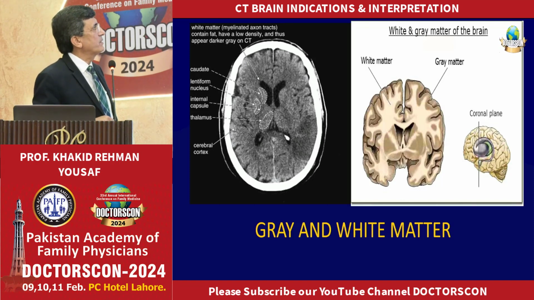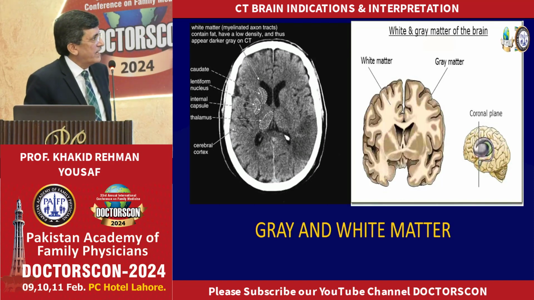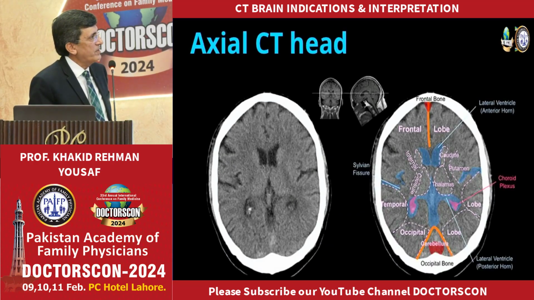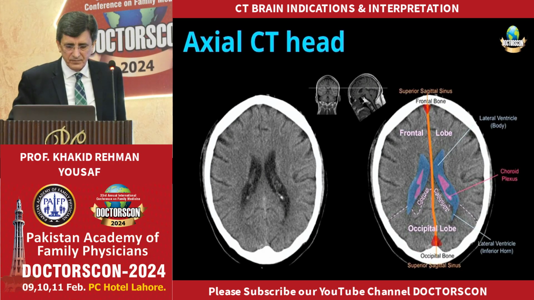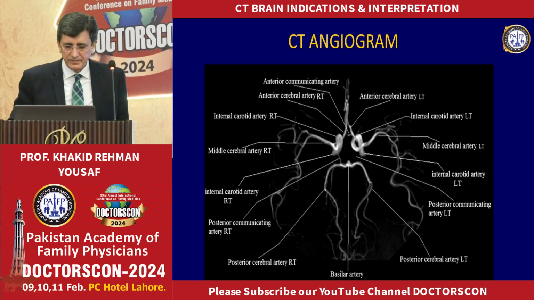We see the caudate nucleus, lentiform nucleus, thalamus, cortex, and the whitish, the hyperdense. So this hyperdense is bone, and this hypodense is fluid or CSF. Another slice at a further upper level, we see the frontal lobe, temporal lobe, and occipital lobe, and of course the bone. One more slice further up, lateral ventricles, sulci, gyri, gray matter up here, and white matter.